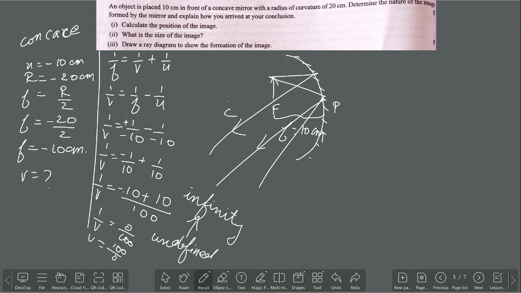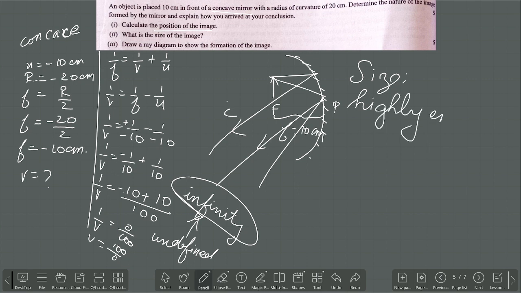So whenever you are placing the object at focus, where the image will be formed? The image will be formed at infinity. That's what I proved over here. What is the size of the image? Size is going to be highly enlarged. Next, draw the ray diagram for showing the formation of the image. Diagram is drawn.